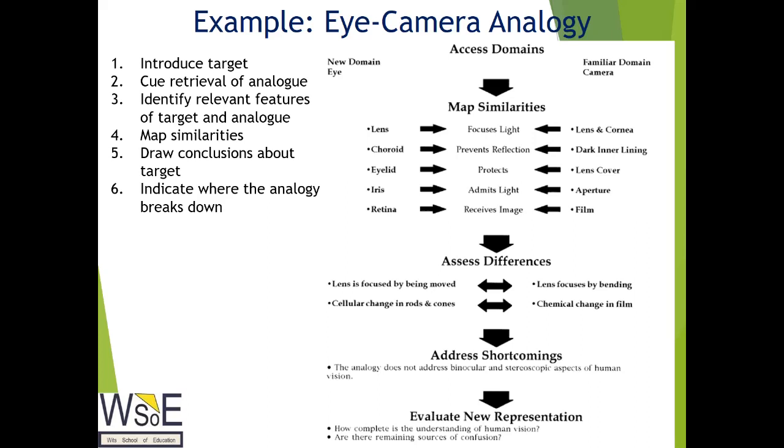Then assess the differences. The lens actually moves, whereas in the camera, it's just by bending of light. Then in the eye, we have cellular rods and cones for seeing the image, whereas in the camera, we have the chemical change in the film. So address those shortcomings. This analogy does not address binocular or stereoscopic aspects of human vision, and you can evaluate the new representation. So that is mapping the analogy.